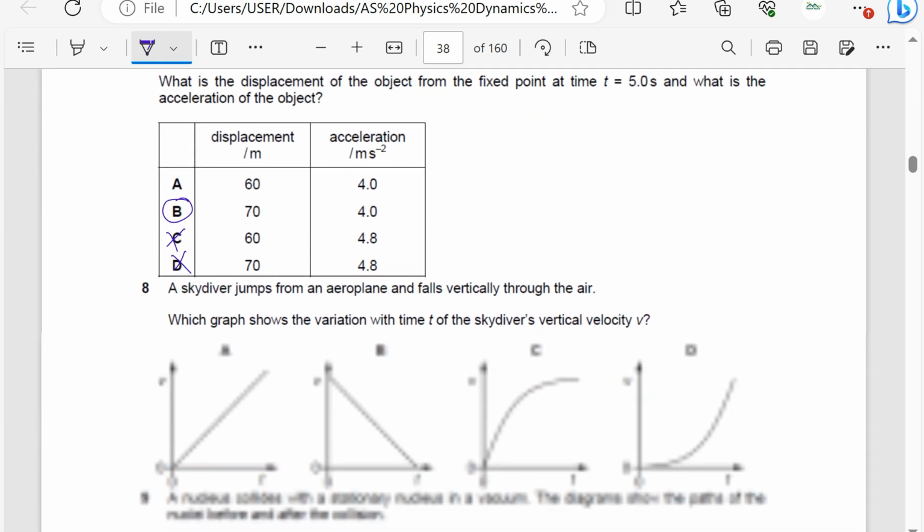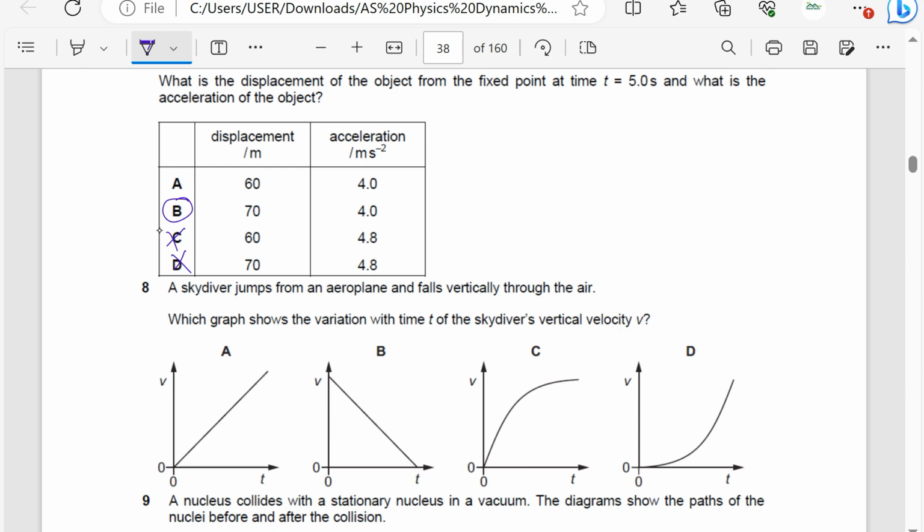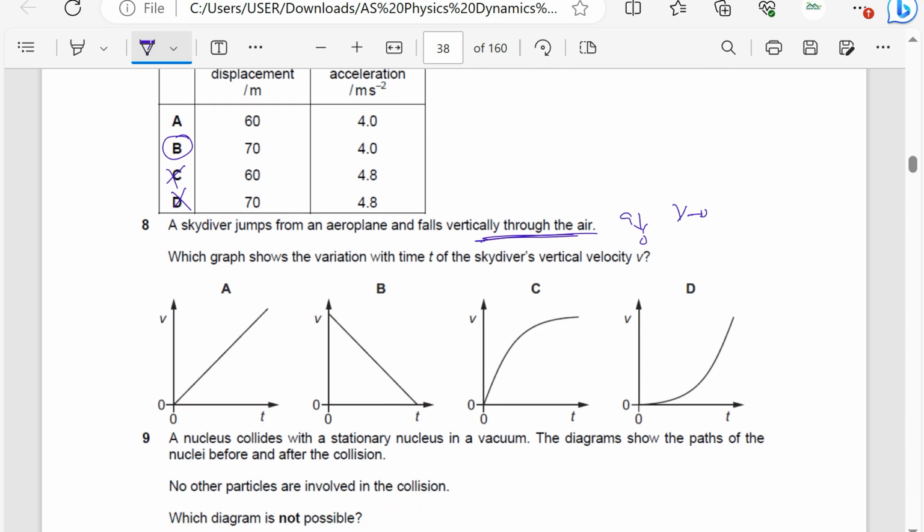A skydiver jumps from an aeroplane and falls vertically through air. If he falls through air, the acceleration must decrease to 0, and the velocity must become constant with some time. So which graph shows the variation with time of the skydiver's vertical velocity? This one shows the acceleration is constant, yet it decreases. Acceleration is constant. This one shows that the gradient is decreasing.